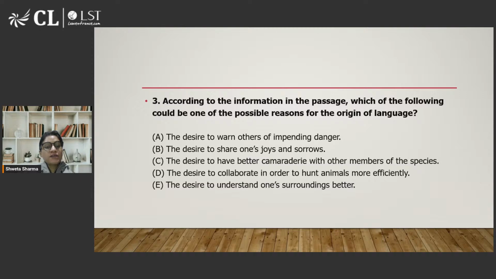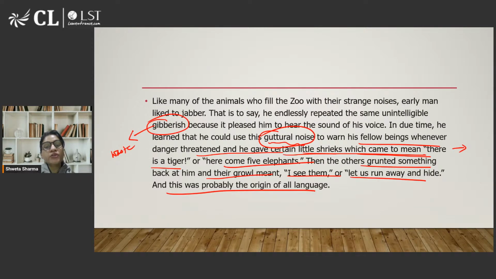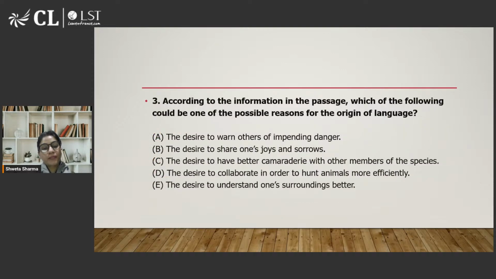Right? So, A, desire to warn others of impending danger, because the last paragraph talks about how they used to make that guttural noise, that gibberish sound, just to warn each other, whether it's elephants coming together or a lion or a tiger coming in. So guttural noise is the correct answer. So desire to warn others of the impending and obstructing danger coming their way, right? So it should be A. That is the correct answer.